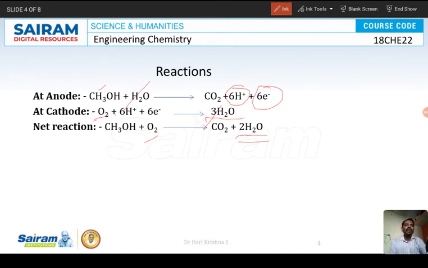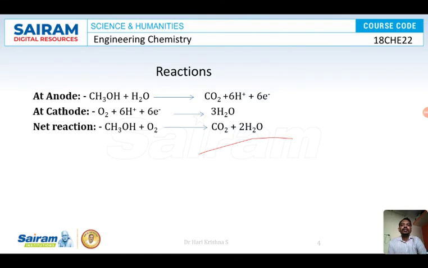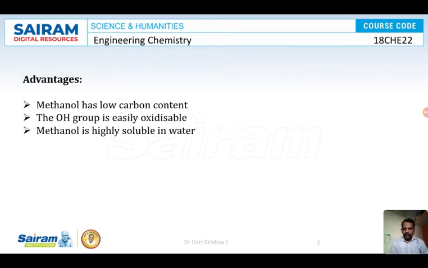So that is how you get 2 molecules of water. So let us see the advantages and applications of this fuel cell. Advantages of the methanol oxygen fuel cell: methanol has a low carbon content, the hydroxyl group present in methanol is easily oxidizable, and methanol is highly soluble in water. So these are the advantages.